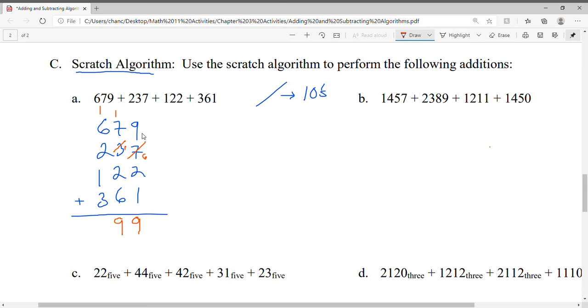1 plus 6 is 7. 7 plus 2 is 9. 9 plus 1 is 10. We'll put a scratch and a 0. Remember, this scratch represents a 10 with 0 ones. Then we'll add 0 plus 3. That gives us 3. Since we had one scratch, we'll carry that over. And we have a 1. So our solution is 1,399.